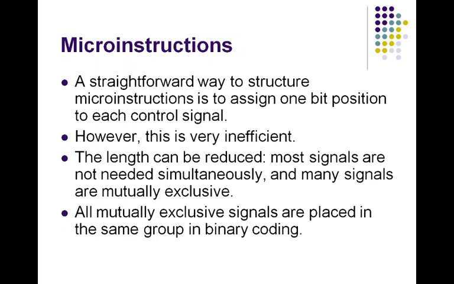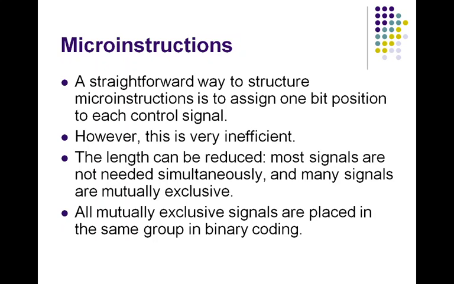As you know, having described a scheme for sequencing micro instructions, we now take a closer look at the format of individual micro instructions. Right here, a straightforward way to structure the micro instruction is to assign one bit position to each control signal, as it was shown in the previous discussion. That is, assigning one bit position to each control signal.